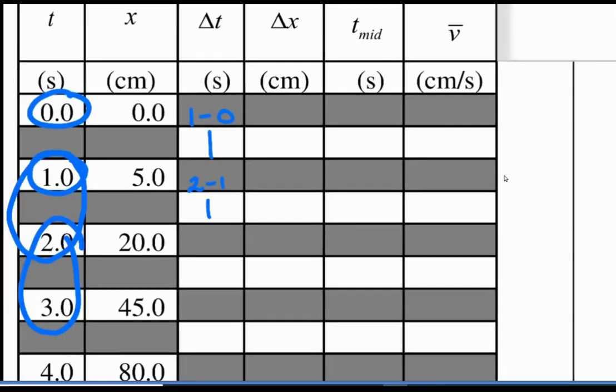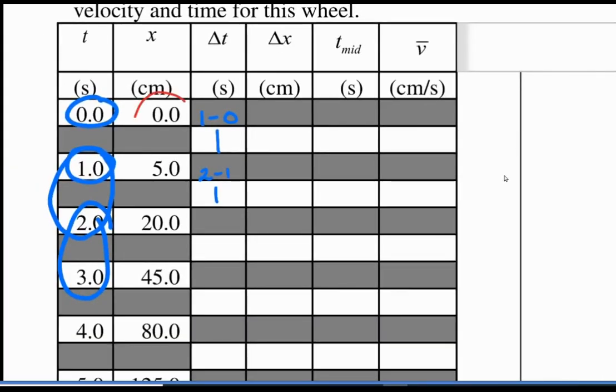All right. Change in position. So for this, we're going to figure out how much that position changes. So here I'm looking at those two. So I'm doing 5 minus 0 is equal to 5. For the next one, I look at the difference between these two. Well, that's between 5 and 20. How far is it between 5 and 20? How much did the position change? 15. So 20 minus 5 is 15. Does that make sense? Good. All right, do the rest of that column.